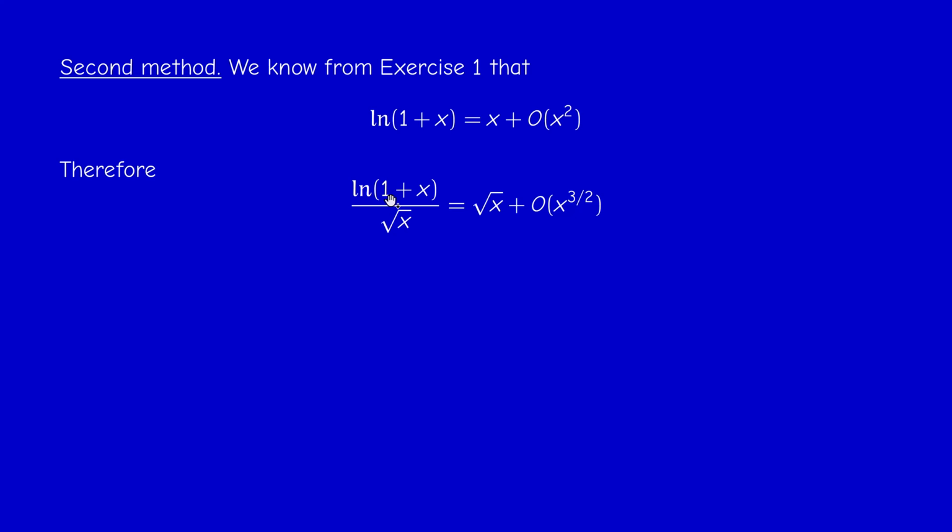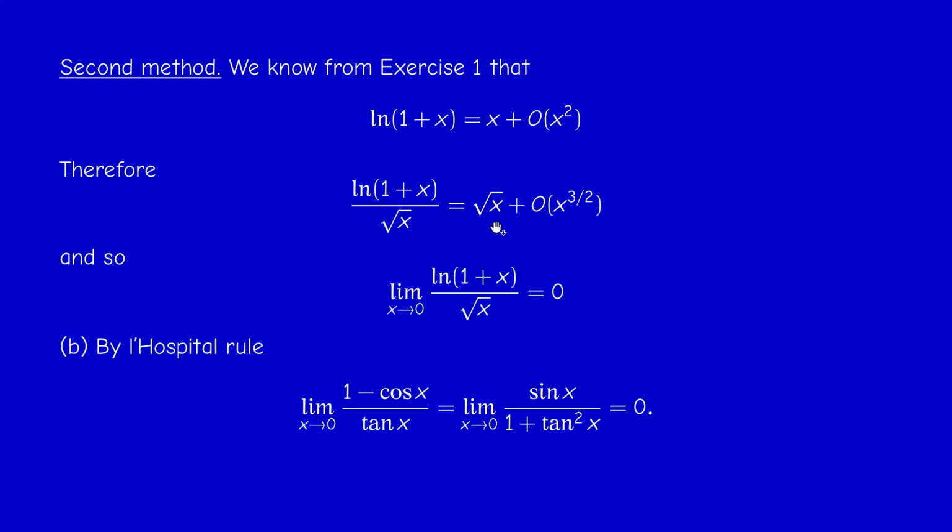I prefer this method. Why? Because it not only gives me the limit, but it gives me the behavior of the function near the point. So I know that this function near 0 behaves like radical x plus higher order terms. Okay? So this is more precise because the limit can be 0, but near 0, how do you behave? Do you behave like x squared or x cubed or sine x? How do you behave? This is more precise, actually.